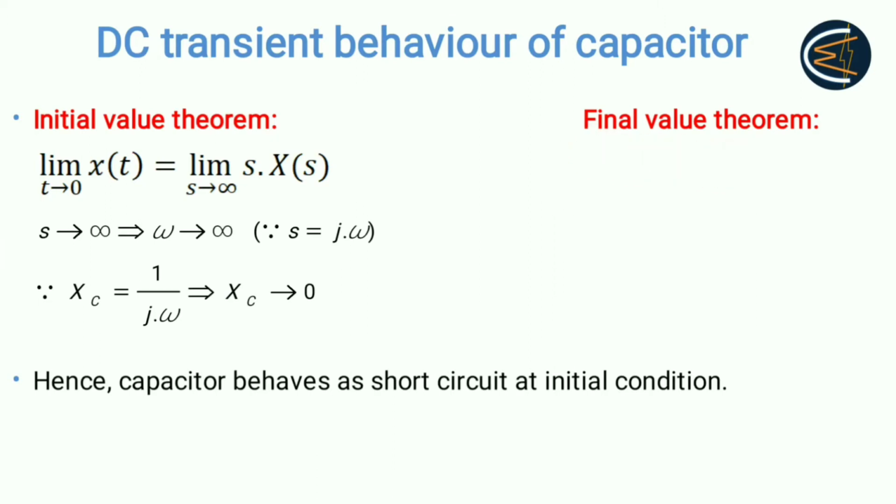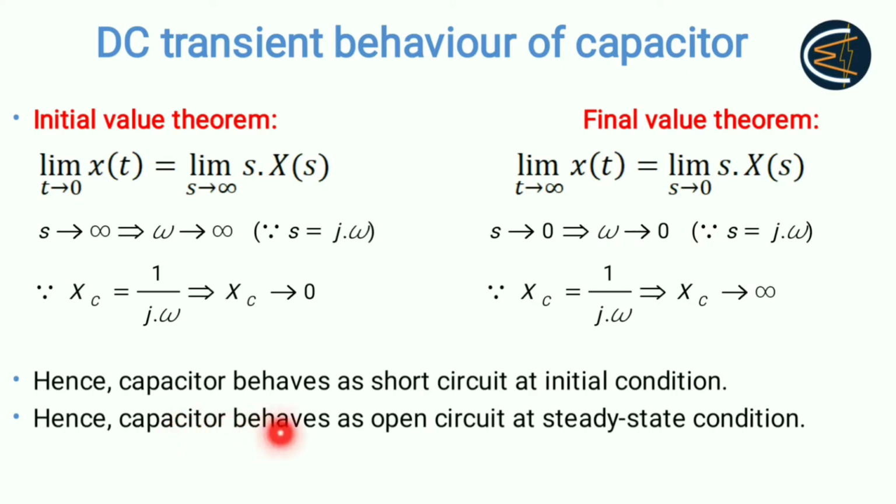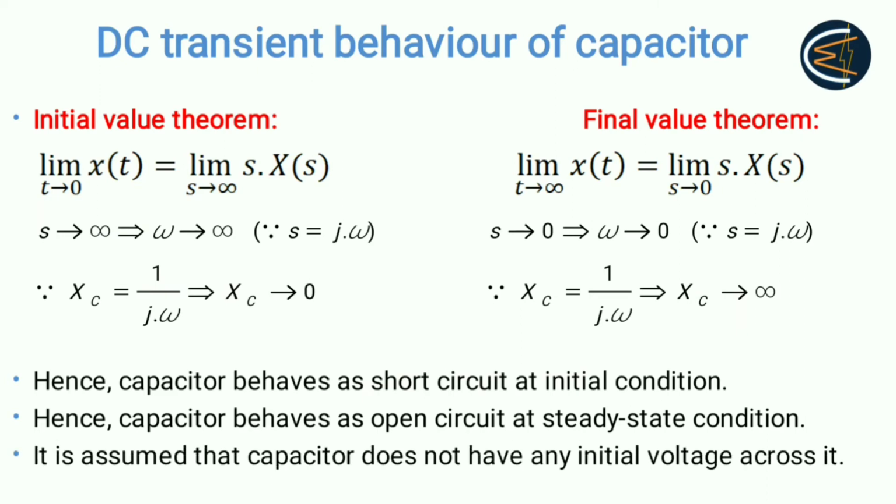So now let's see what happens in the final value theorem, I mean at the steady state condition, that means t tends to infinity. Here, if you apply the same concept, you will see Xc is tending towards infinity. What does that mean? It means the capacitor behaves as an open circuit at the steady state condition. Why? Because it is providing infinite capacitive reactance. That means no current can flow. What does that mean? It is an open circuit. Alright. And this entire analysis is based on the fact that the capacitor doesn't have any initial voltage across it. So there is no initial voltage or previous value of voltage present across the capacitor.